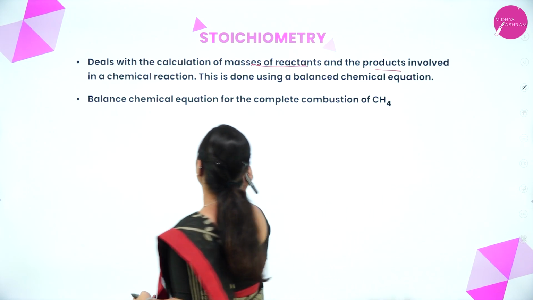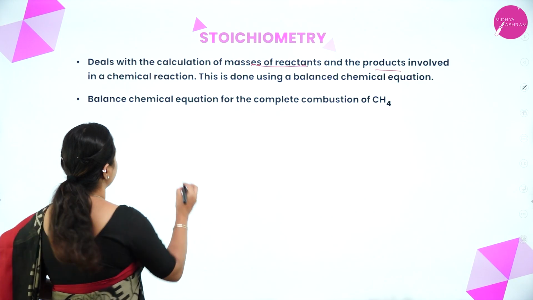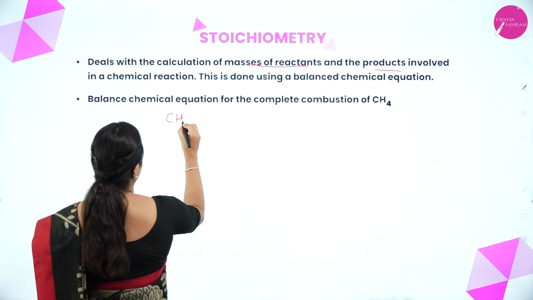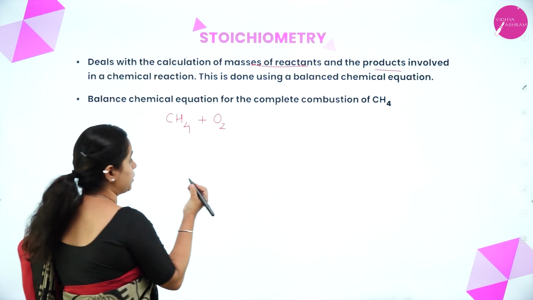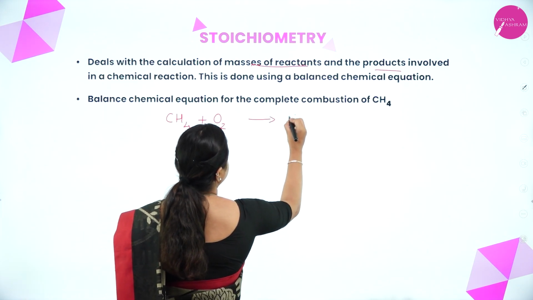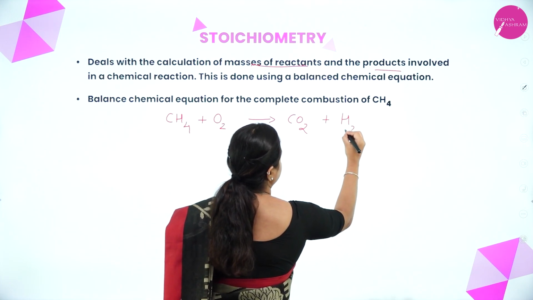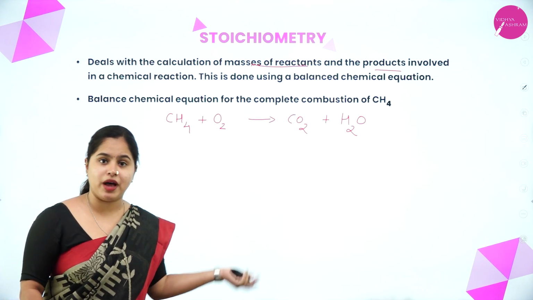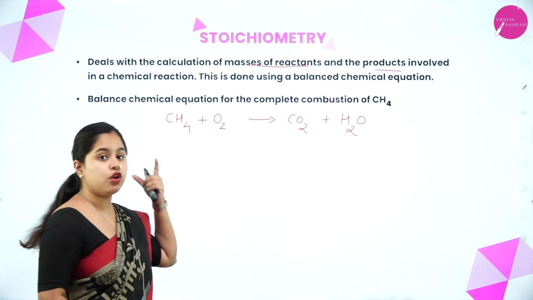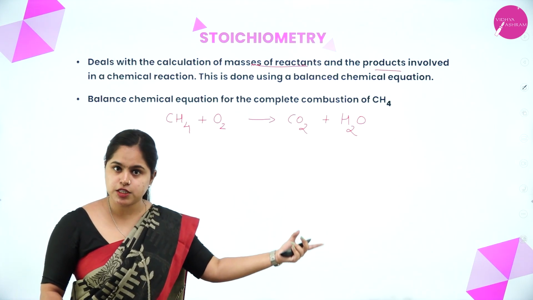Right. So we are going to balance the chemical equation for the complete combustion of methane. So what is the equation? Methane reacts with oxygen. Combustion reaction is taking place. Right. It gives CO2 and water. Right. Now, is this a balanced chemical equation? So how do you balance a chemical equation? The number of atoms of each element must be equal on the reactant side as well as the product side, right?